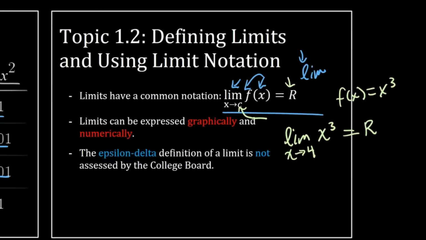Another thing to note is that the epsilon delta definition is specifically not assessed by the College Board. If you learn this in your Calculus AB or Calculus BC class, you can ignore it for the purposes of the AP exam. However, on a unit test, it might be assessed if your teacher taught it in class.